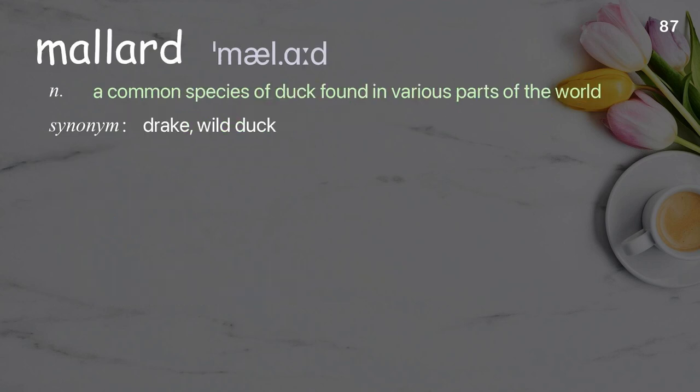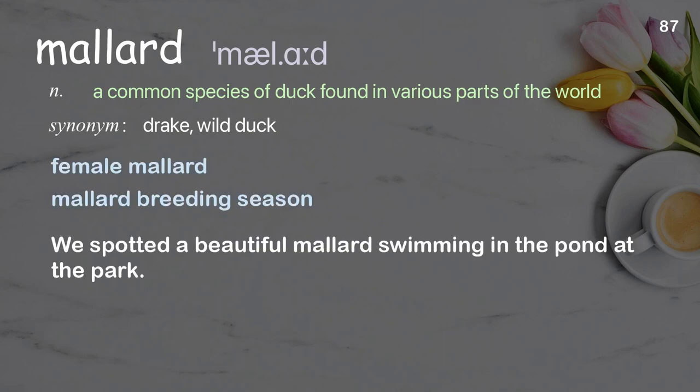Mallard. A common species of duck found in various parts of the world. Examples: female mallard, mallard breeding season. We spotted a beautiful mallard swimming in the pond at the park.